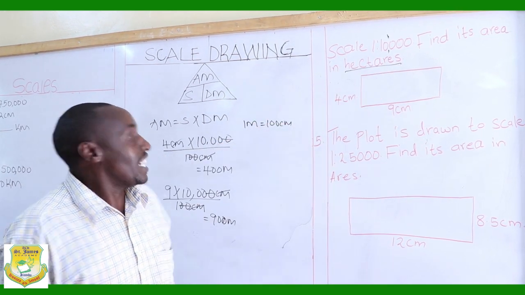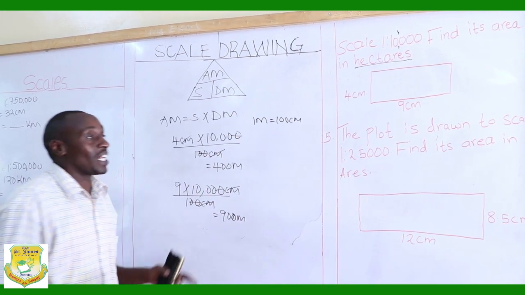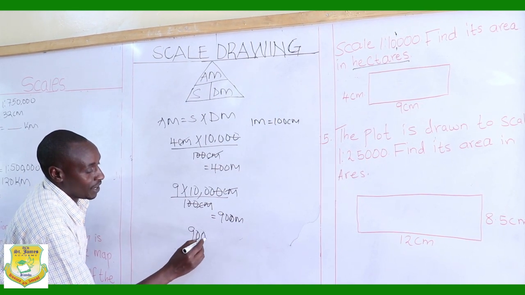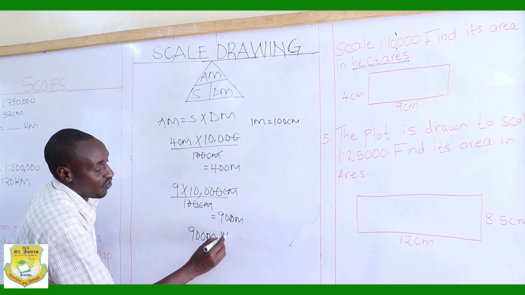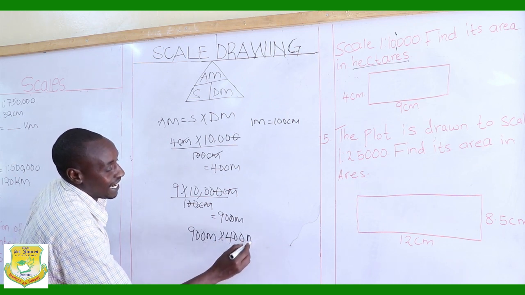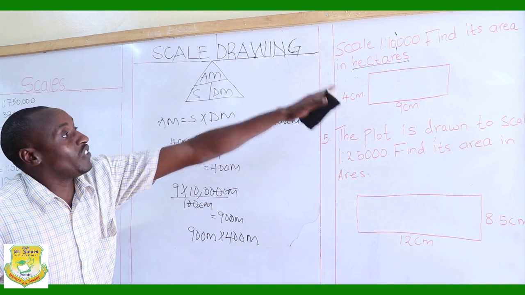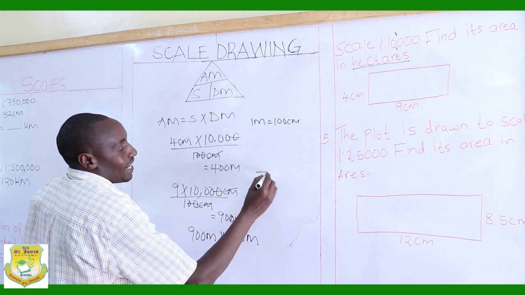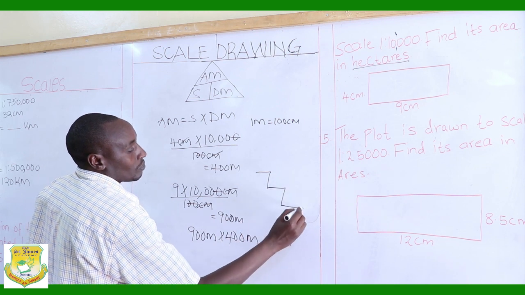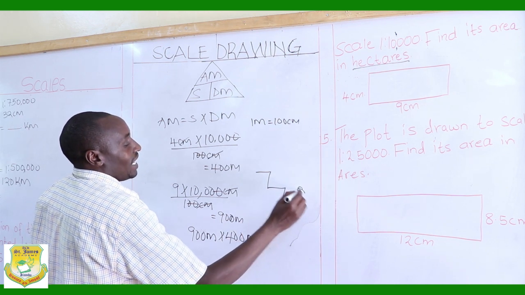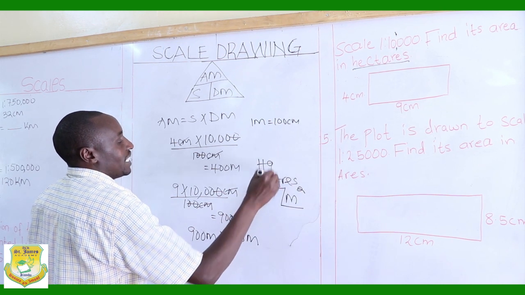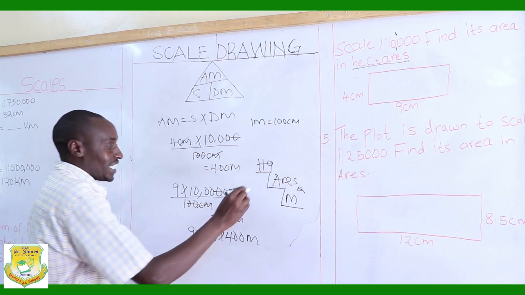We are told to get the area. We know the area of a rectangle is length times width. So it is 900 meters times 400 meters. But we are told to give in hectares. So we know how to convert. We draw our ladder there: meter squared is there, ares are there, and there we have the hectares.